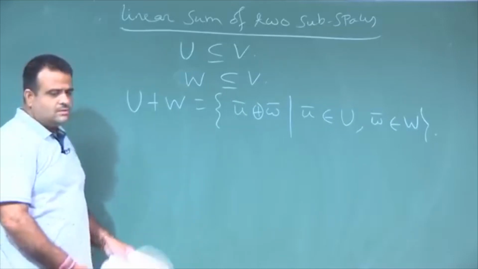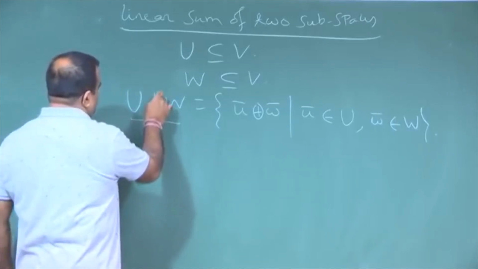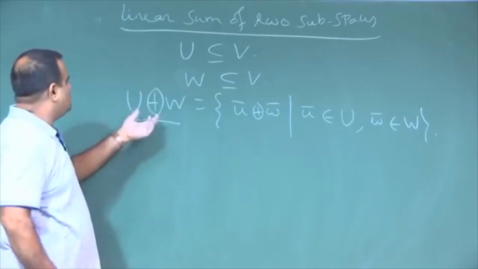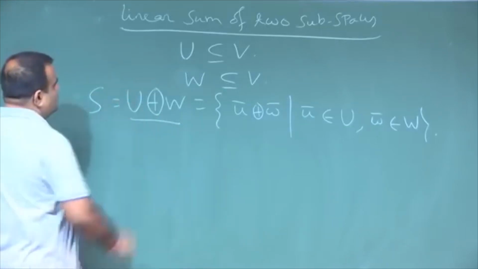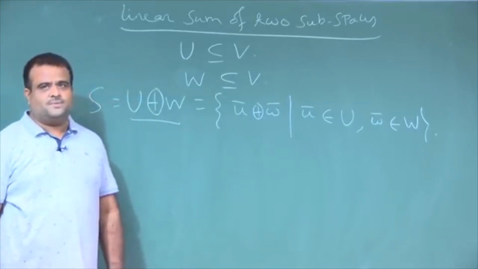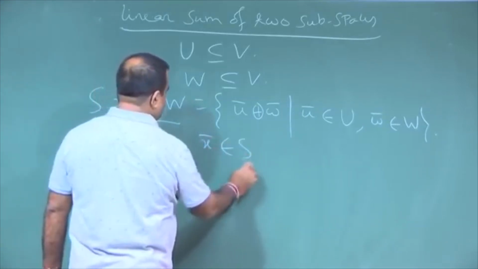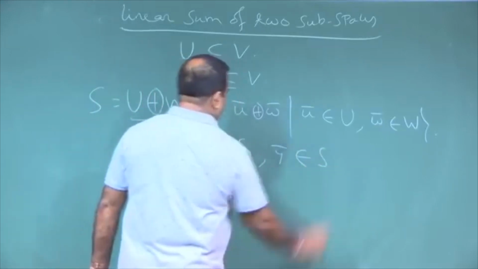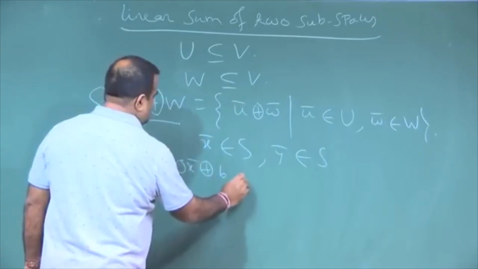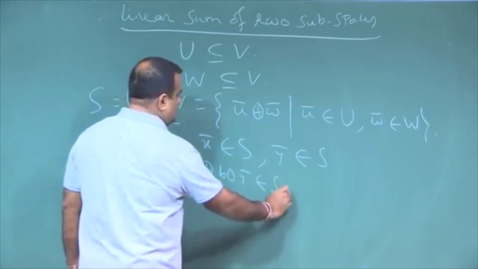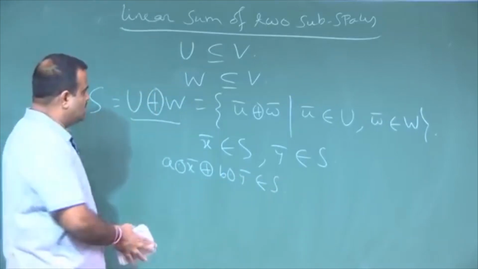Now, this is how we define the sum of two spaces. If you are okay with this, okay, otherwise this is just a symbol. Now, this set S, we can show to be a vector space again. How to prove that? If you take any two elements from S, then we have to show that a x plus b y is also in S. If we can show this, then we are done by the theorem, the necessary and sufficient condition. So, how to show this?